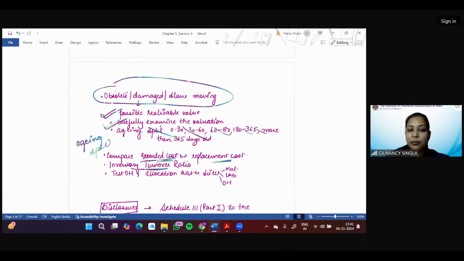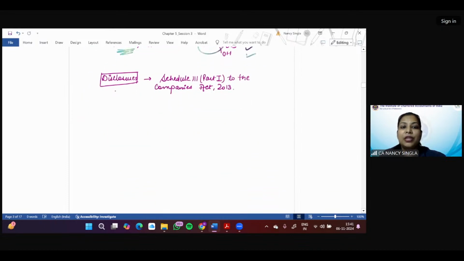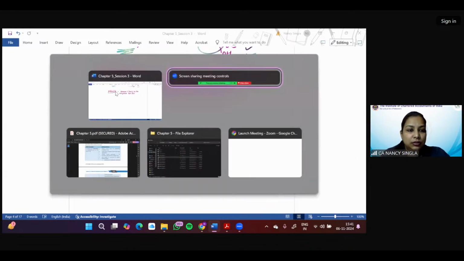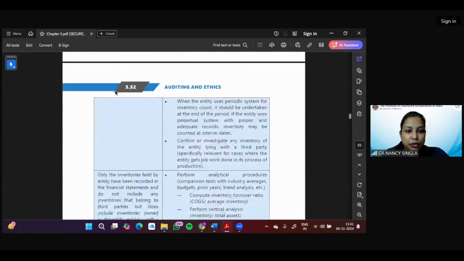He may calculate the inventory turnover ratio. If the inventory is not moving, it will give him an estimate of the obsolete inventory. Now, he will test whether only the direct material, labor, and overheads have been included, right? Simple. With respect to obsolete, damaged, and slow moving. Now, with respect to disclosure, let me just take you through the module.